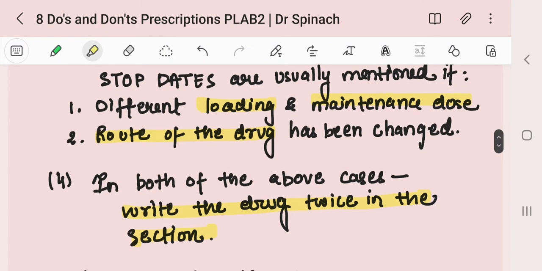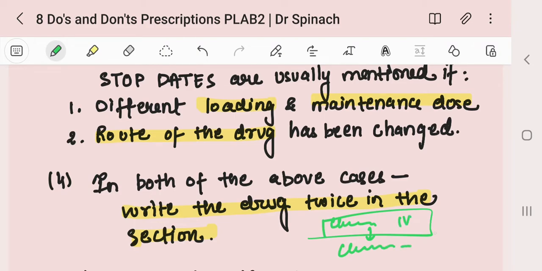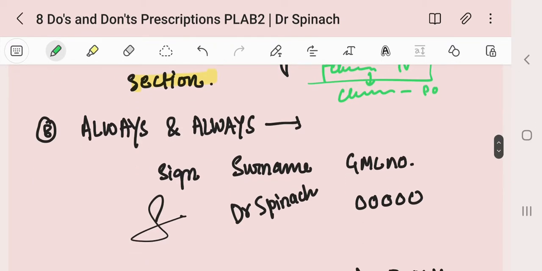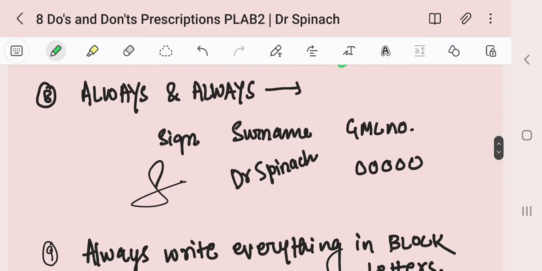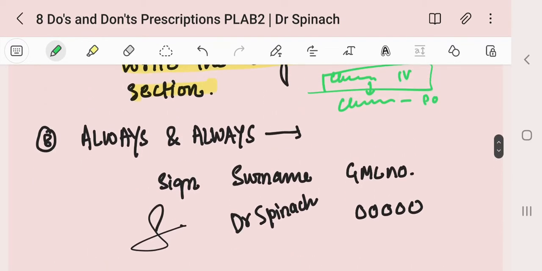It means you have written a drug already once. So you have written clarithromycin once in one box, so you have to write it again in the other box. Why? Because now you have changed the route of the drug. That's why. Okay. And finally, always, well, not finally, well, there are 9 do's and don'ts.